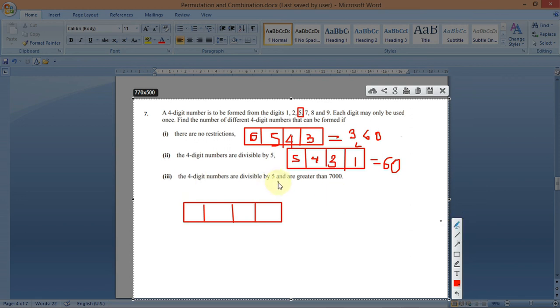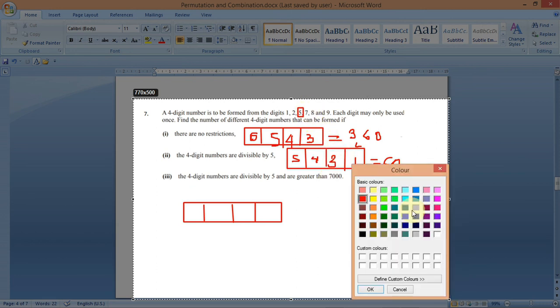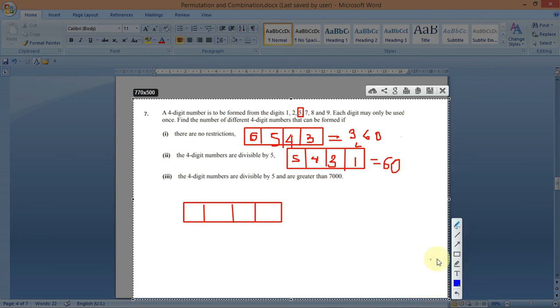Alright, so 4 digit number divisible by 5. So 5 can end now, but they say that this should be greater than 7,000. To be greater than 7,000, let me put it in blue now, so that you understand what I'm doing. Then 7 can start, 8 can, or 9. So let me start with that now. For the start, I have 3 different possibilities. So any of these can start.